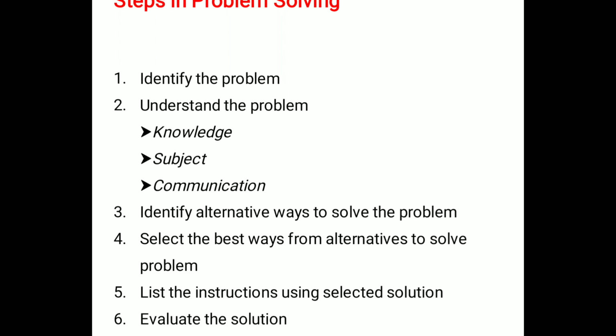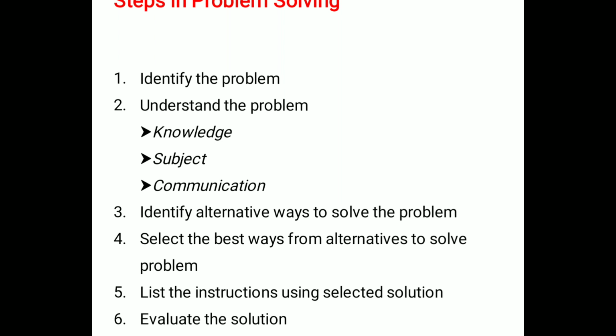The fourth step is select the best way from alternatives to solve the problem. When different methods are available to solve a problem, we have to select the best way: the way which is giving you the right and correct solution within the specified time. Next is list the instructions using the selected solution. Out of a number of alternatives, you are selecting a single way, and for that selected way you are writing the steps or instructions that you will follow while solving the problem, and finally evaluate the solution.